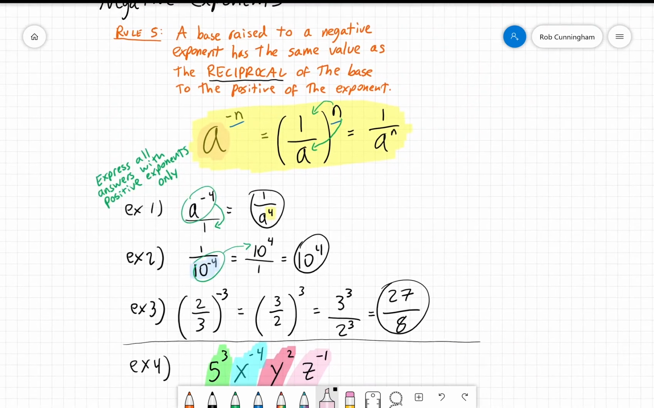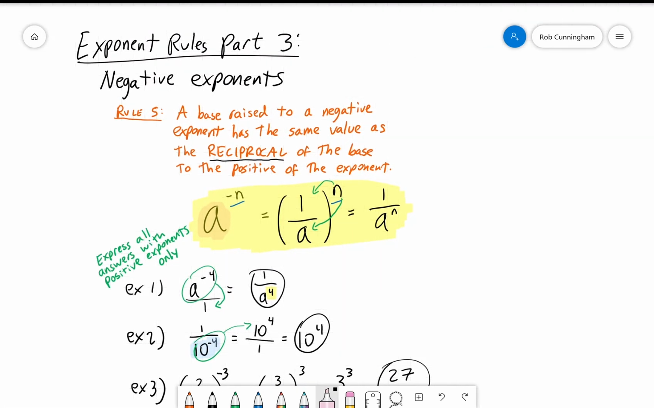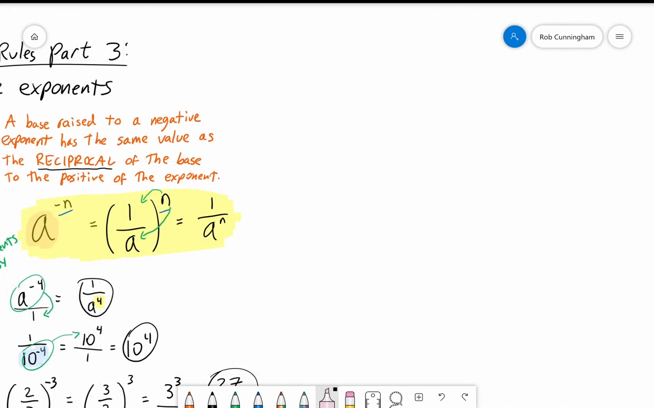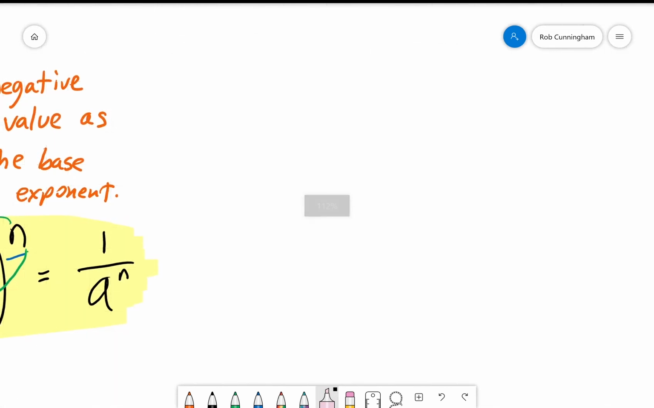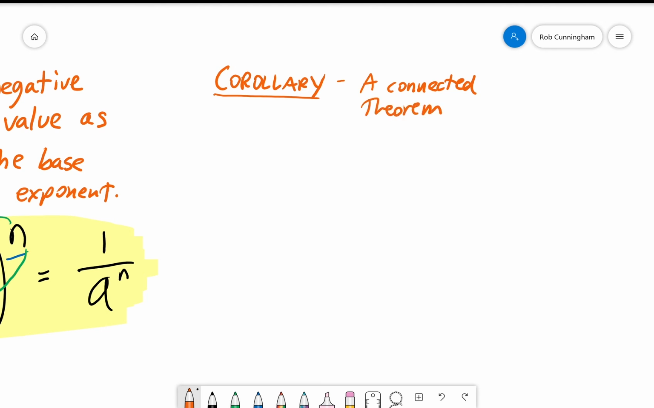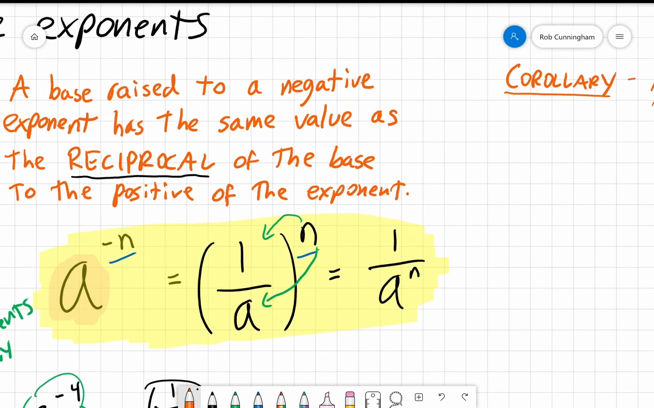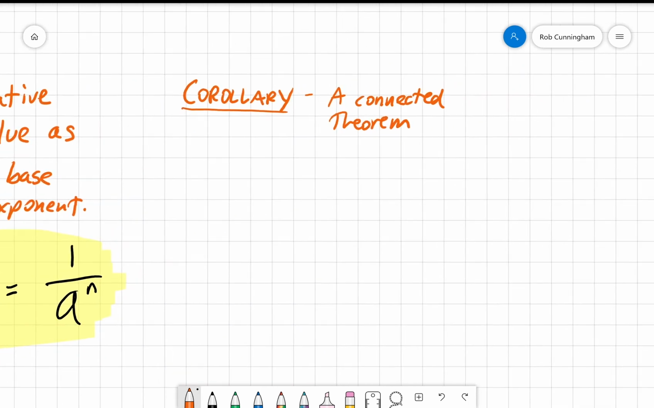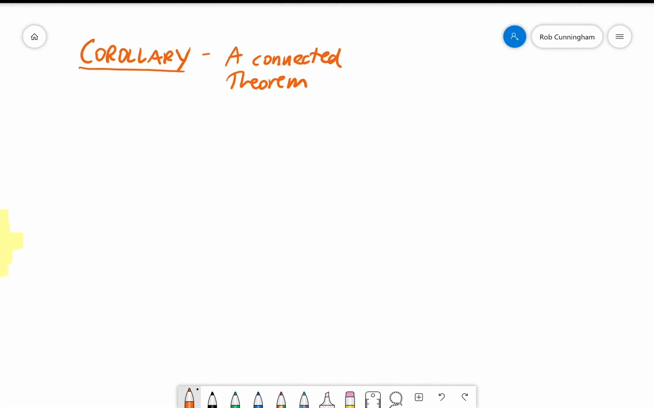Now, we have one more rule, and I'm not even sure I really call it a rule as much as a corollary. In math, a corollary is a connected theorem. And I feel like what I'm about to say is a corollary to what we've just learned. So this corollary, I'm going to go ahead and call it Rule 5a.